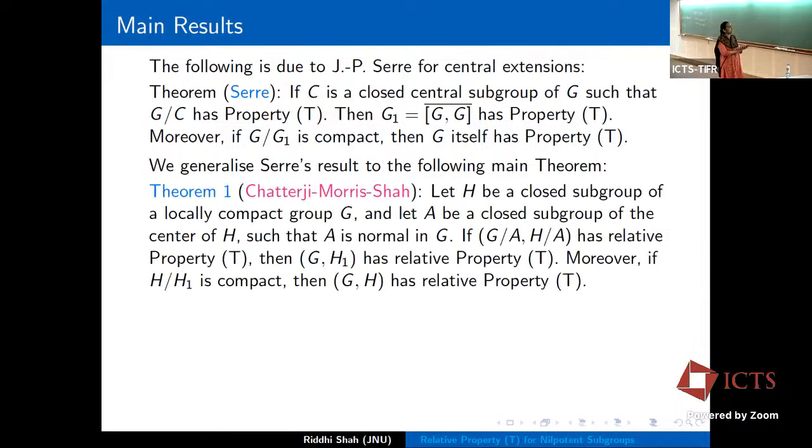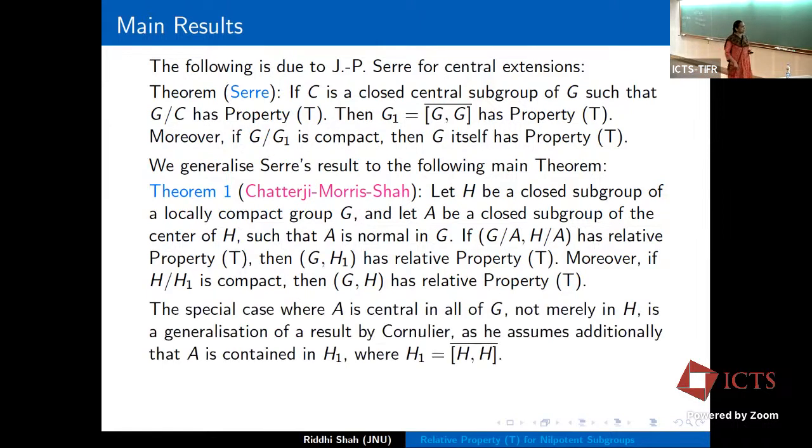So let H be a closed subgroup of a locally compact group G, and let A be a closed subgroup of the center of H, such that A is normal in G. And if (G/A, H/A) has relative property T, then (G/H1, H/H1), where H1 is the commutator subgroup of H, has relative property T. Moreover, if H/H1 is compact, then (G, H) has relative property T.